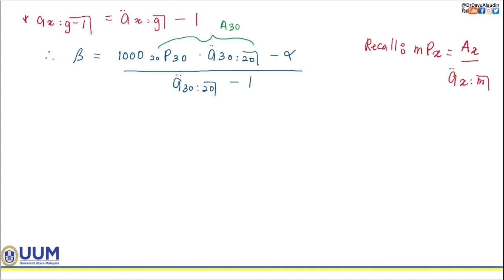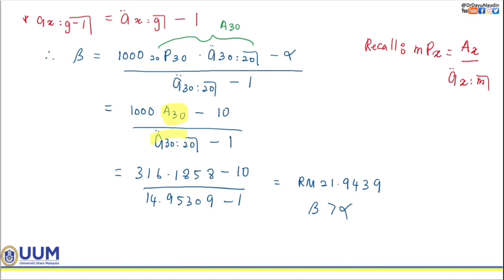So this is actually the insurance. The benefit AX is equal to MPX times the annuity for M years minus the alpha, and then we substitute the values of alpha, and this insurance and annuity we refer to the life table, and we get 21.9439. So beta must be greater than alpha.